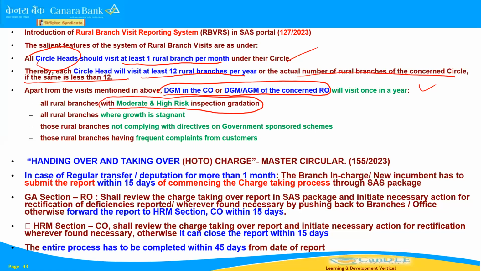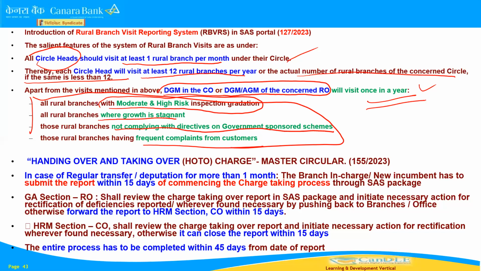Moderate and high risk, and rural branches where growth is stagnant. Rural branches not complying with the directives of government sponsored schemes. Rural branches having frequent complaints from customers. These 4 types of branches, they have to visit once in a year. Who? DGM CO or DGM AGM of RO. That means DGM AGM is almost the RO head only, and the DGM in CO. One of them has to visit.